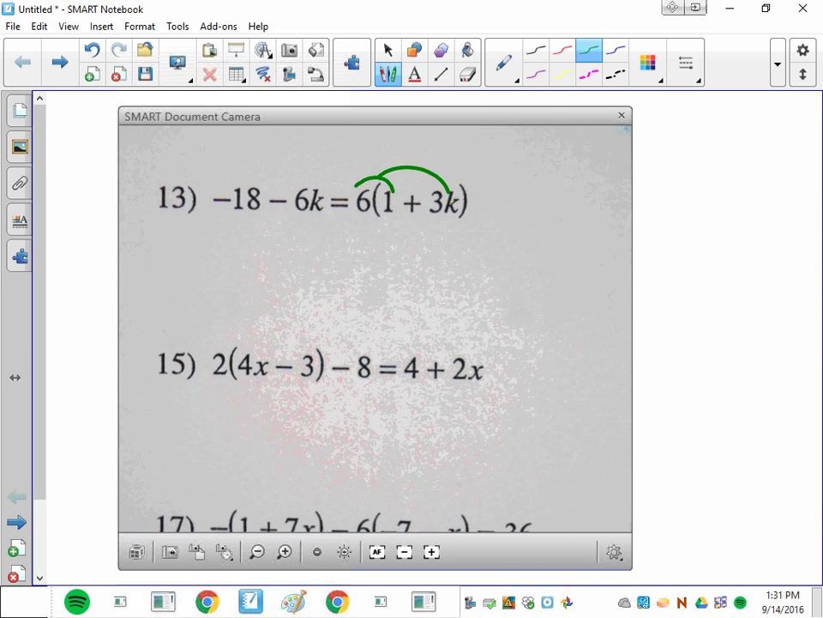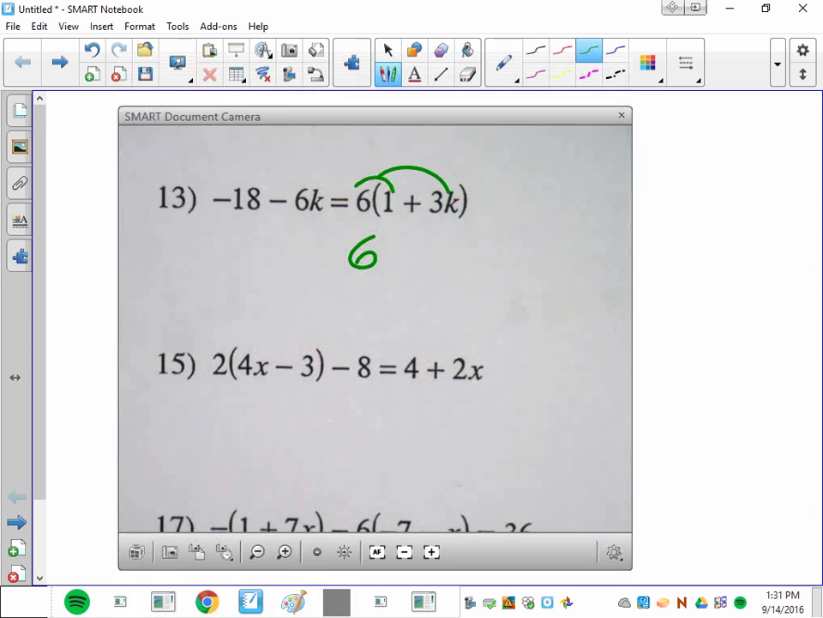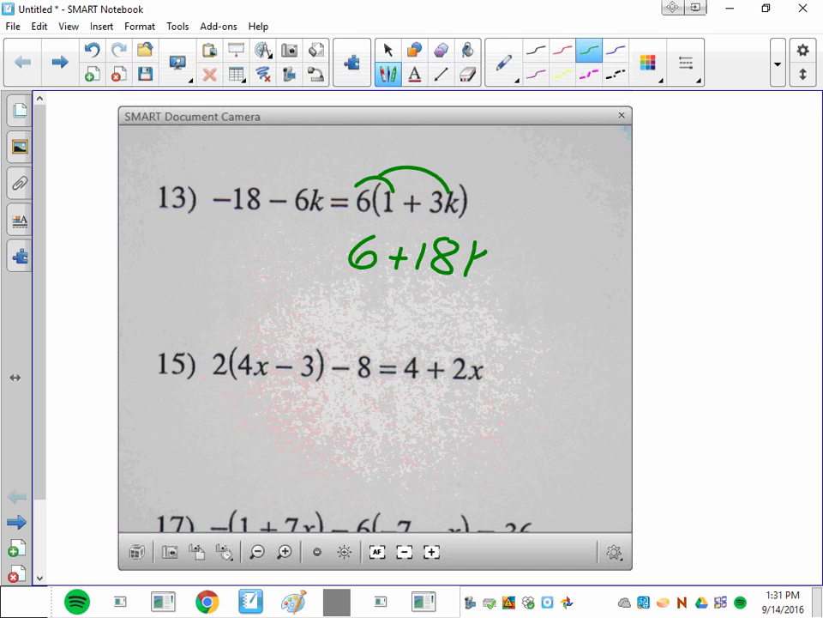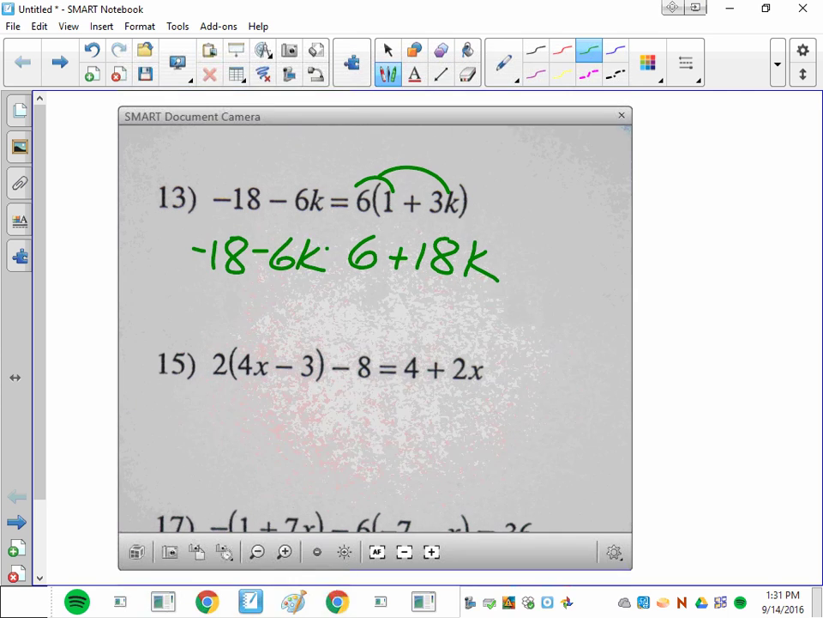If you distributed, you would have 6 plus 18k, and then you just move the x's or the k's to one side and the numbers to the other, and then solve.